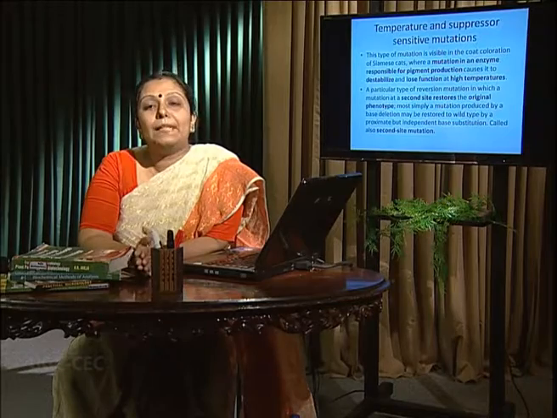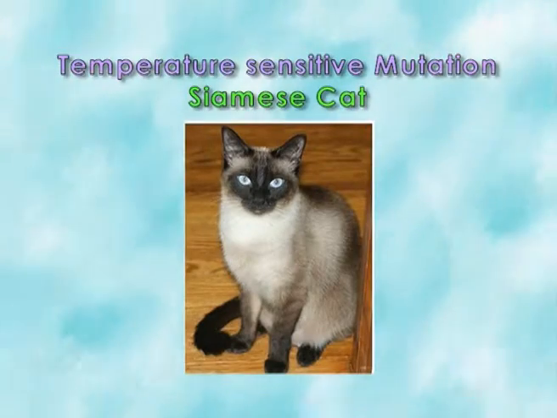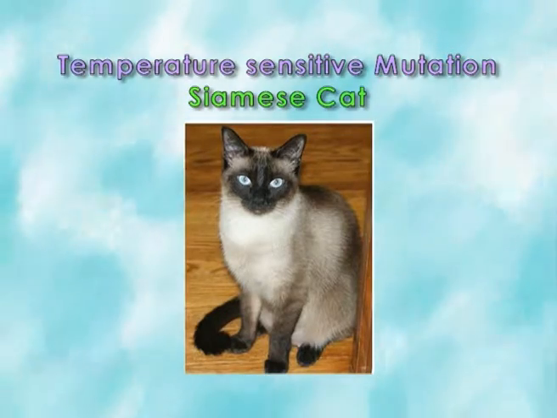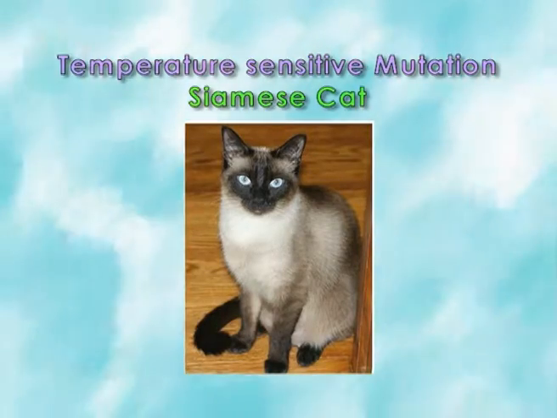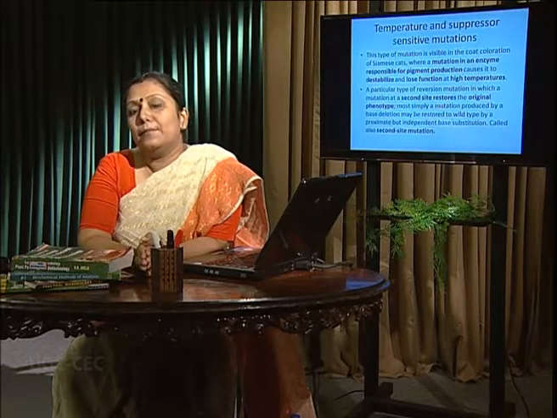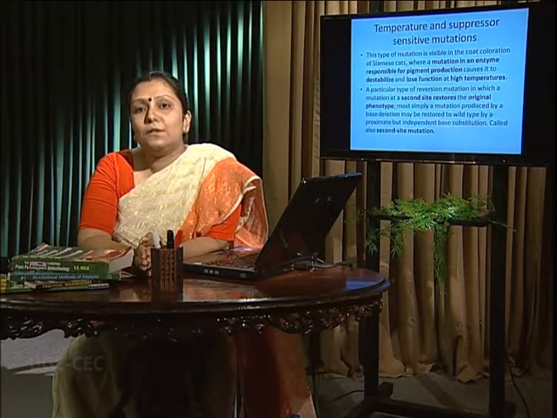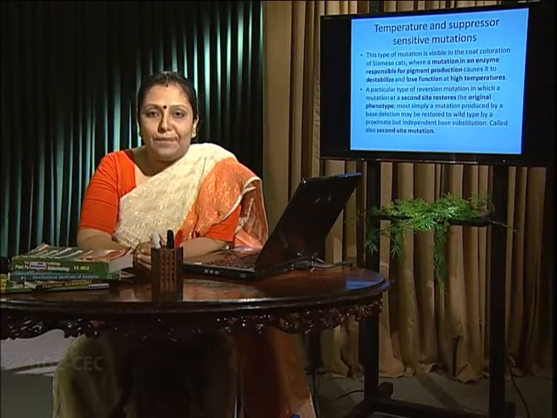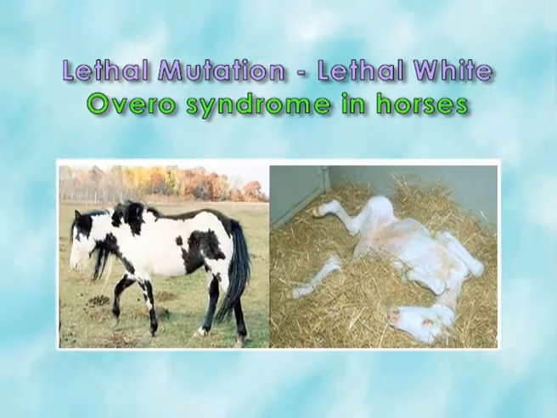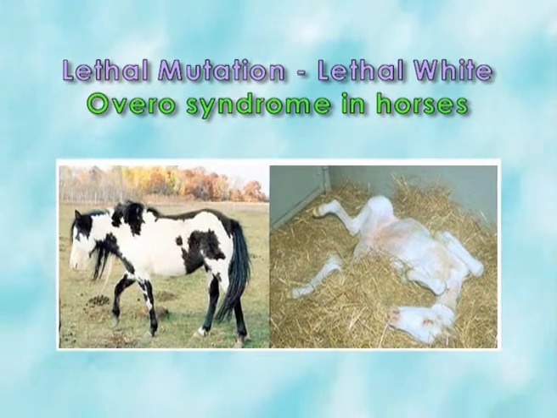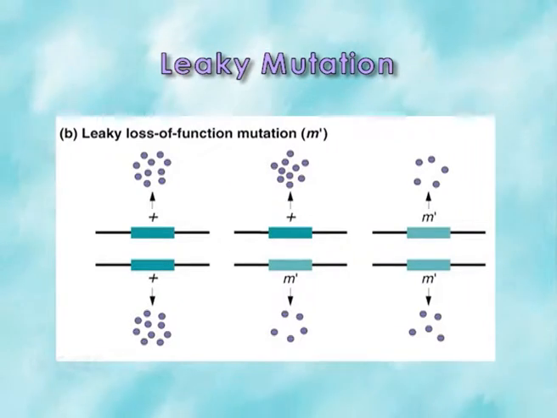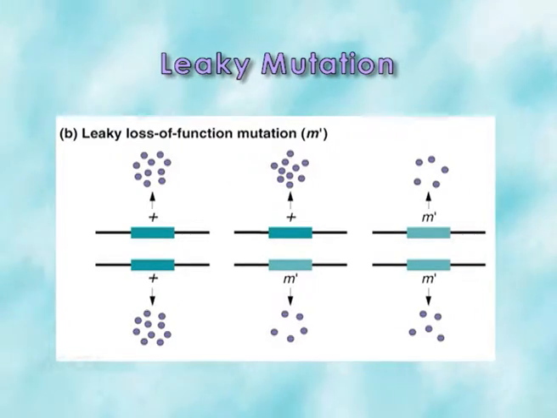The first one, temperature and suppressor sensitive mutation. In the case of Himalayan coat color, we can find the melanin synthesis enzyme is not produced at elevated temperature, but at lower temperature they are able to produce the melanin, so patches are observed at the claws only. The suppressor sensitive mutation is found by the effect of a suppressor at different sites, which helps to regain the original phenotype. The lethal mutation reduces the potency of longevity. It may act now or after a long time, or sometimes it is a leaky mutation that reduces growth, as in the case of bacteria as well.